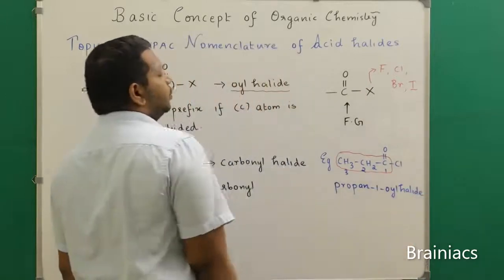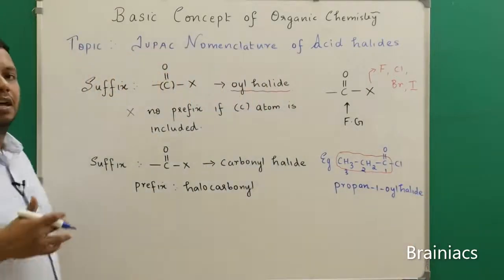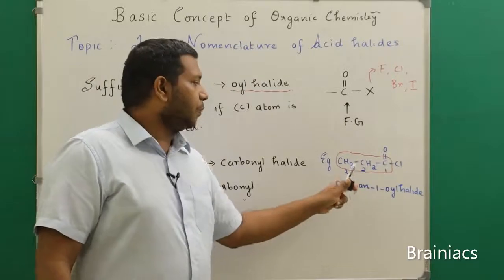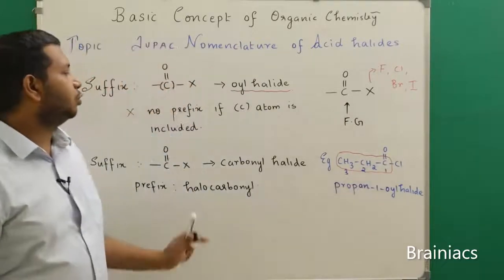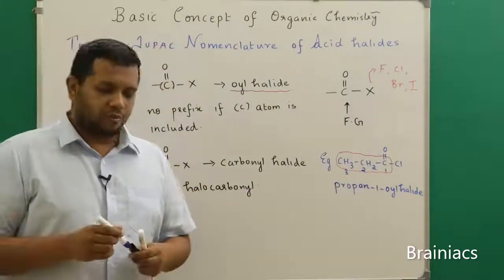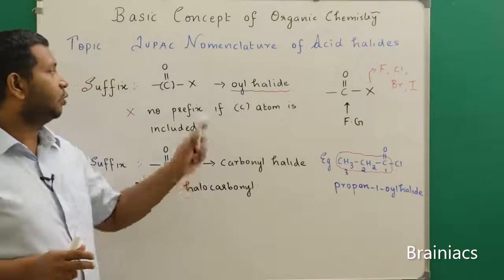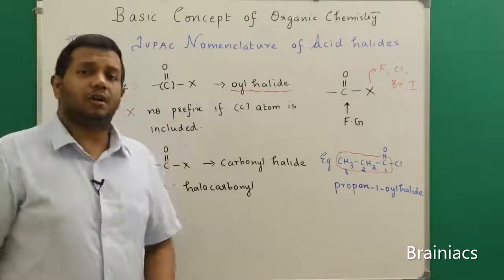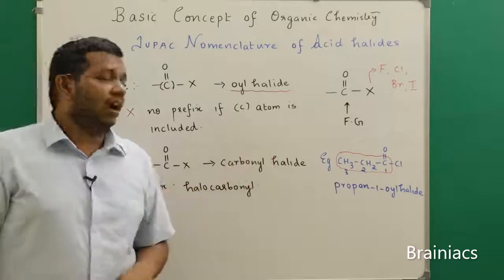Understood? So the answer should be propanoyl halide. Either we can say propanoyl halide or propan-1-oyl halide. This should be the answer. So I hope you understood. Very simple: if the carbon atom is included, it is oyl halide. If the carbon atom is not included, in that case we say carbonyl halide.